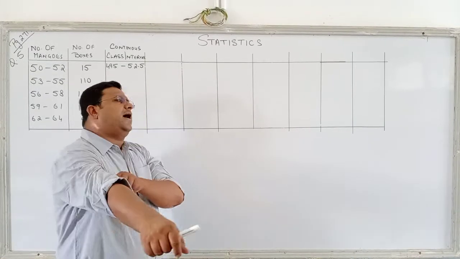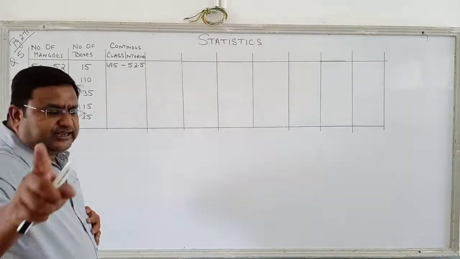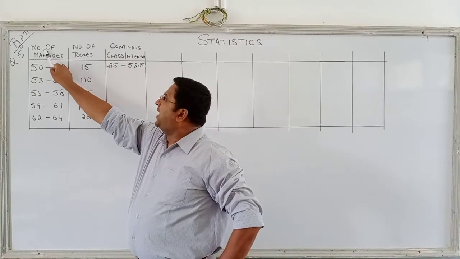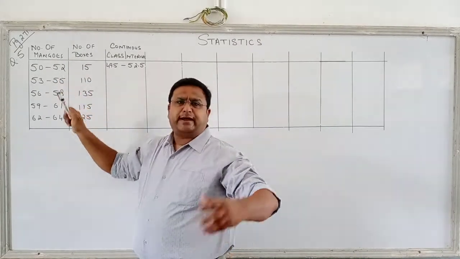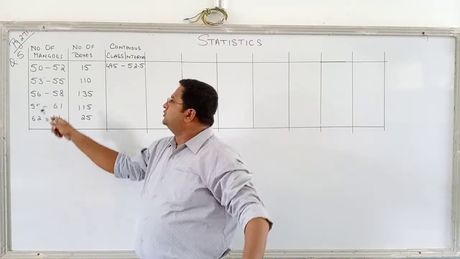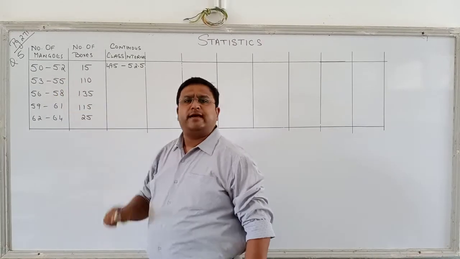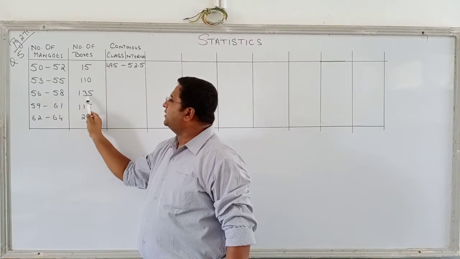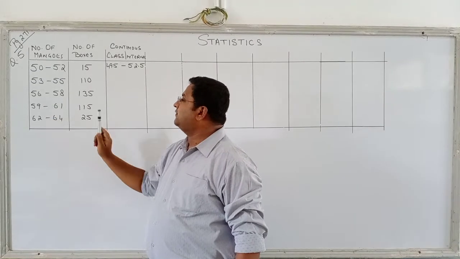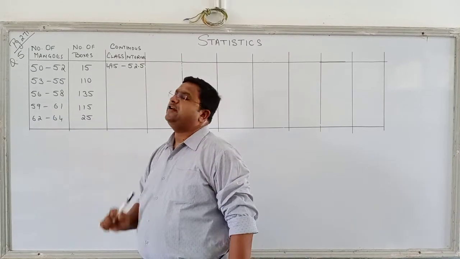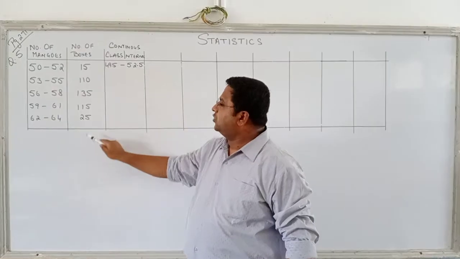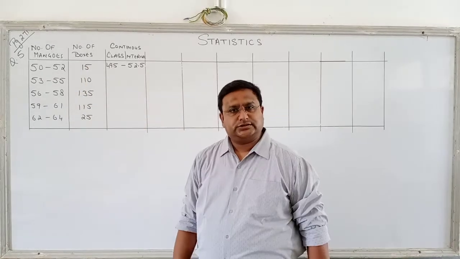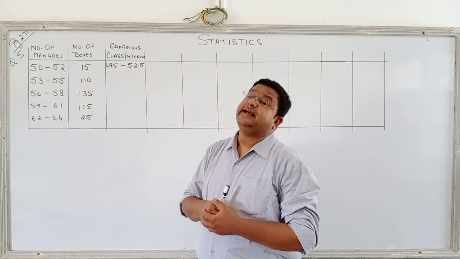Clear, students? Now, why have I selected this question number 5? You can see in your textbook, page number 271, question number 5. In the class interval, there is a number of mangoes and number of boxes. 50 to 52 mangoes. Right now, the season of mangoes is going on. So 50 to 52 mangoes. How many such boxes are there? 15. 53 to 55 mangoes, 110 boxes. 56 to 58, 195. 59 to 61, 150. And 62 to 64, 25 boxes are there.